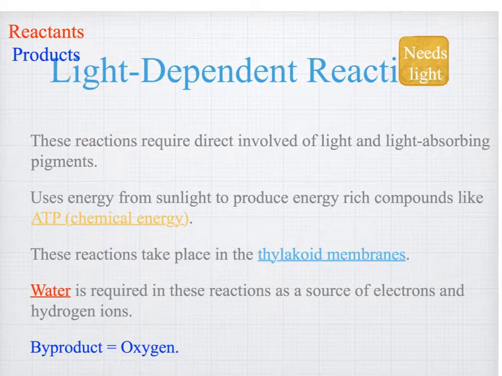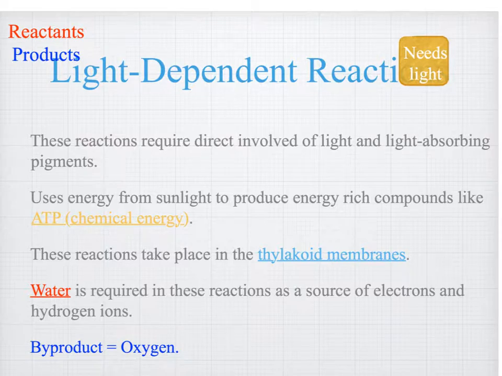There are 2 parts to this photosynthetic process. One is very dependent on the direct interaction with light, thus it is named light-dependent reaction. And there we see it says it needs light. It also has light-absorbing pigments. So these pigments get energized, absorb that light, those electrons get excited, and then those electrons are going to be used to make that chemical-storing molecule ATP. Okay? All of this takes place in the thylakoid membrane.